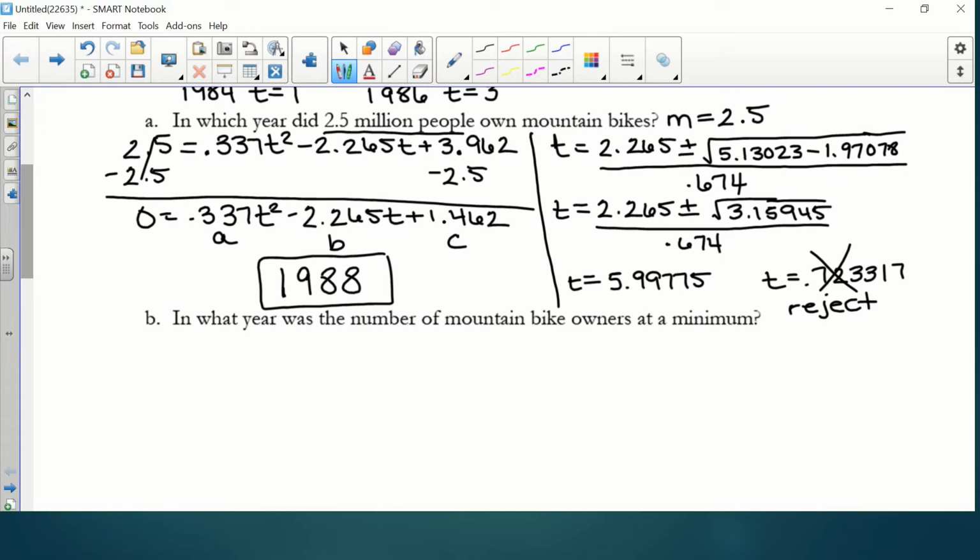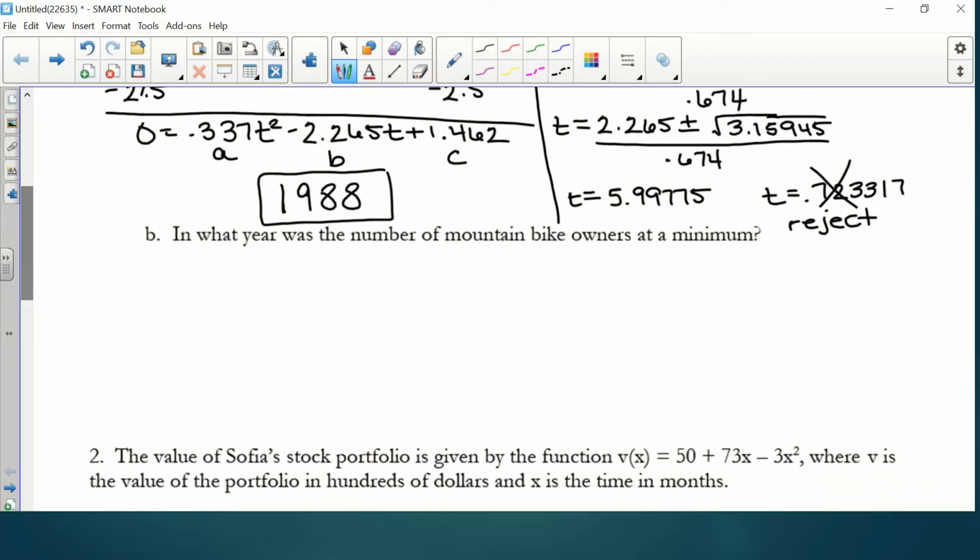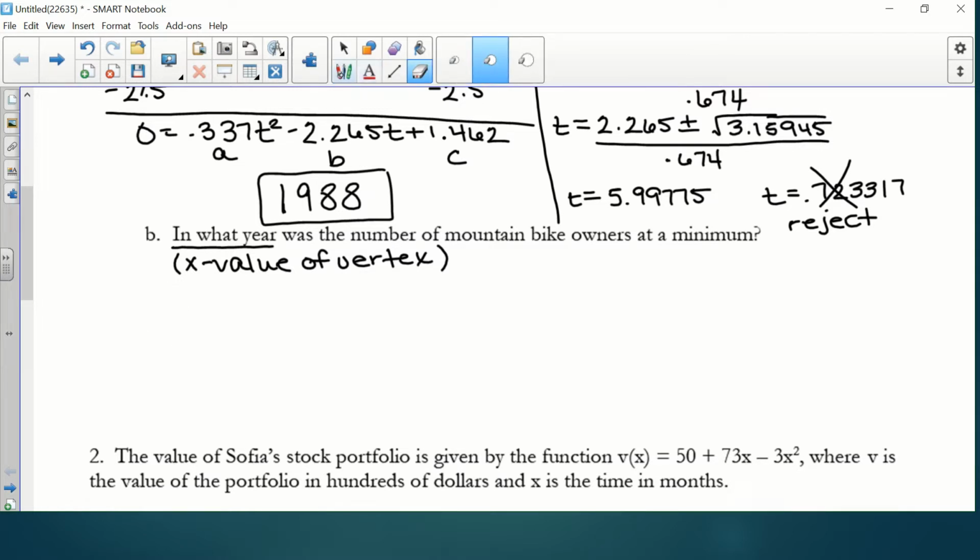In what year was the number of mountain bike owners at a minimum? All right, so we know anytime we talk about minimum and maximum, we're talking about the vertex. Now, specifically here, it says in what year. Now, in what year represents the x value, or for us the t, the x value of the vertex. Now, we know how to find just the x value of the vertex. Remember, the x value of the vertex is the same as the axis of symmetry. So I'm going to use, instead of x equals, I'm going to say t, just for the sake of our problem.